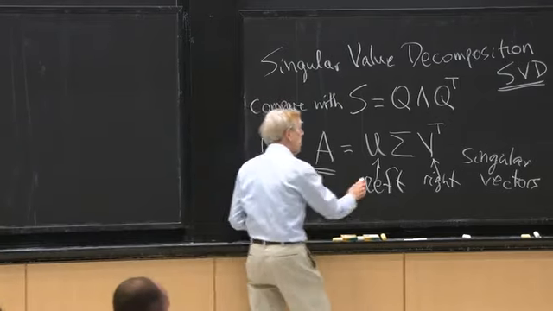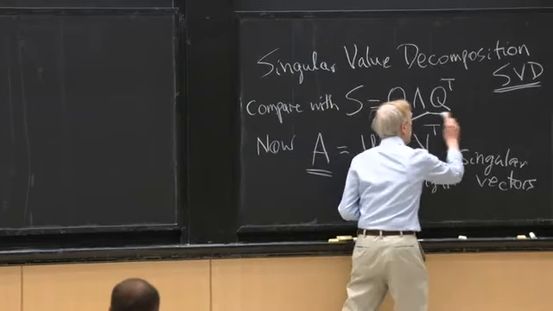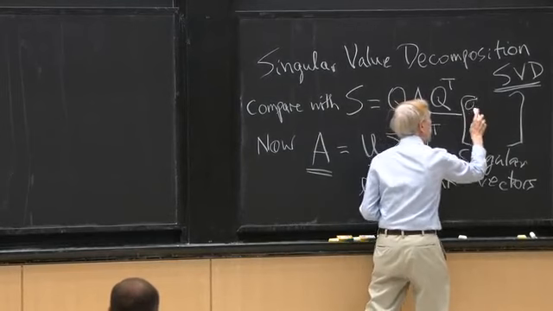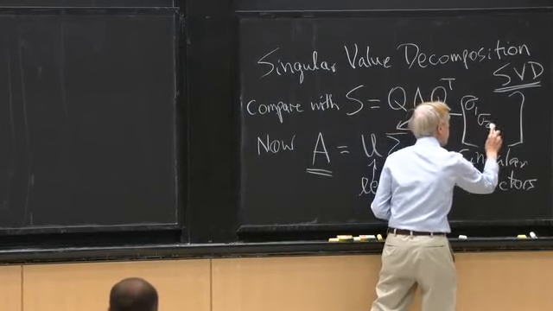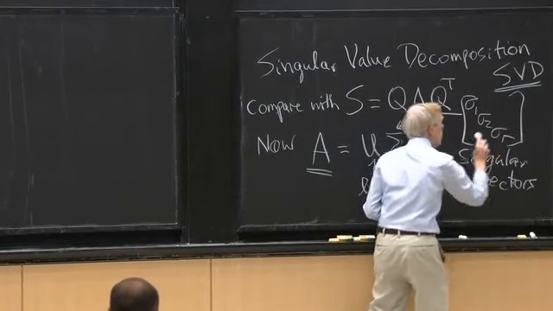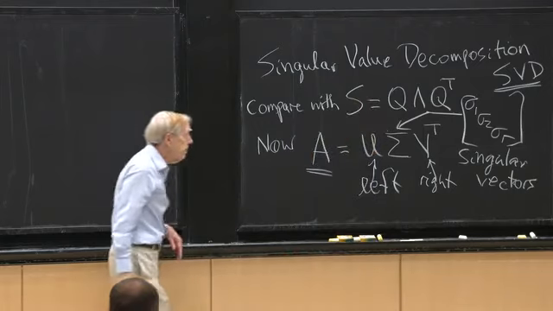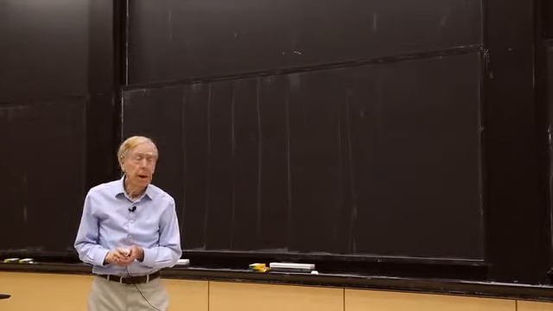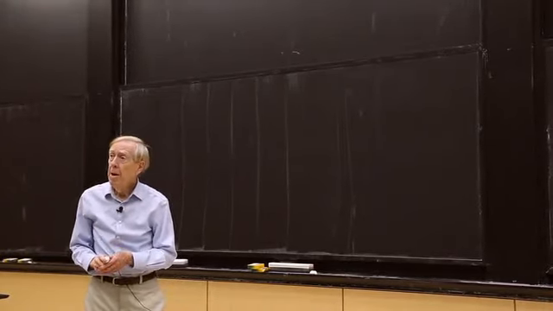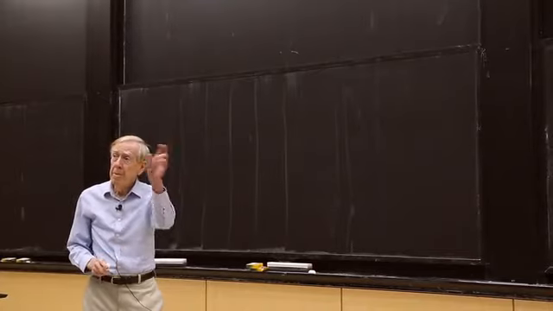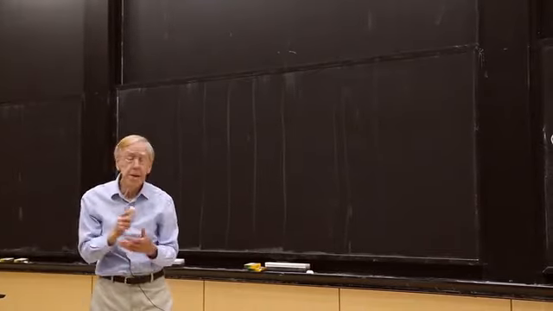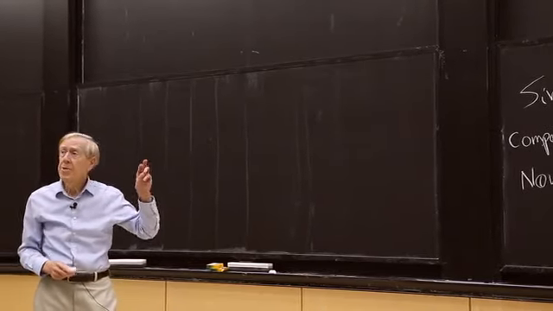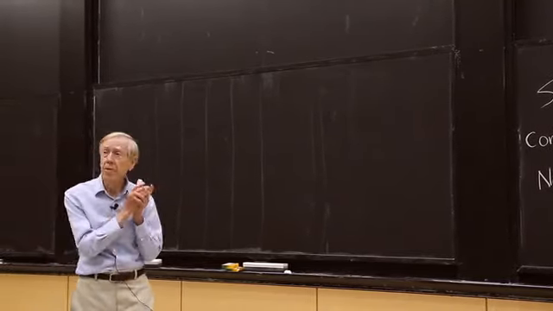Let me write what that looks like. This is, again, a diagonal matrix, sigma 1 to sigma r, let's say. So it's again a diagonal matrix in the middle, but the numbers on the diagonal are all positive or 0, and they're called singular values. So it's just a different world.